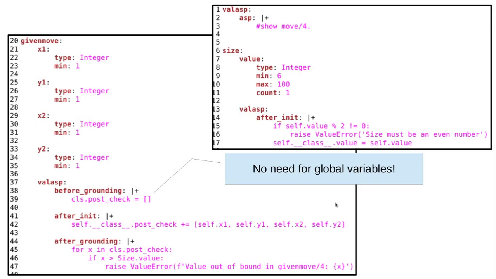So obviously we can do the same also for the given move. Instead of collecting what we want to post-check as a global variable, in the before grounding we can declare the list, then we can populate the list as before in the after init, and finally check in the after grounding that everything is going as expected.